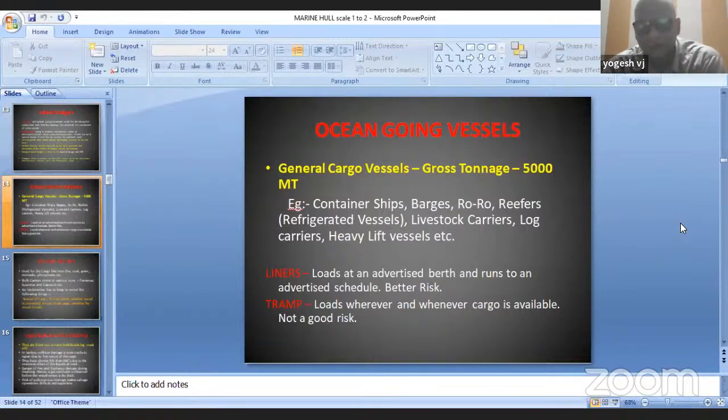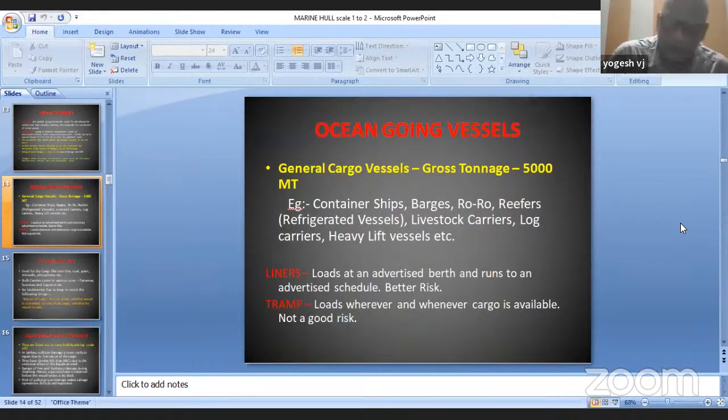Ocean going vessels. General cargo vessels, that is, the vessel that carries normal electronics, or small machinery, or mobile phones. These general cargo vessels have a gross tonnage of 5,000 metric tons. Examples are container ships, barges, RORO, that is roll on, roll off, reefers, that is refrigerated vessels, livestock carriers, log carriers, heavy lift vessels. These are all general cargo vessels.